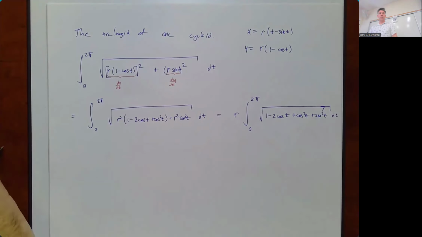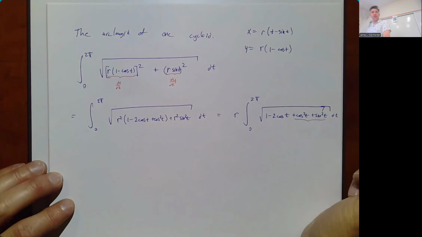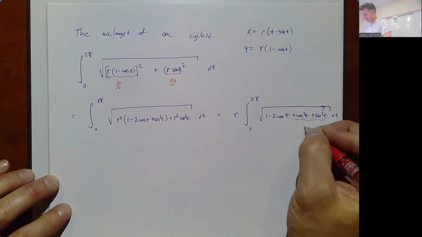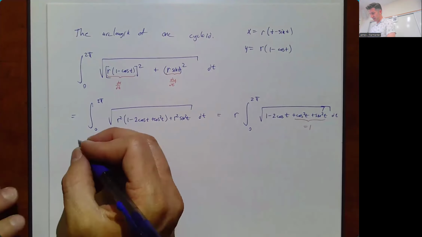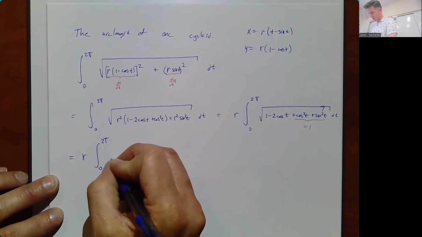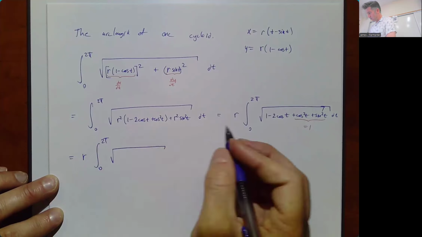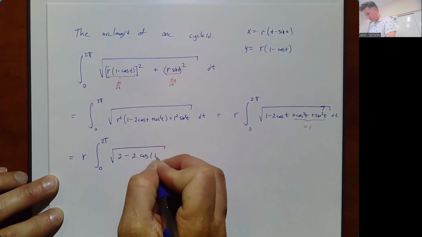And here's where we notice the trig identity. Cosine squared t plus sine squared t is equal to 1. So we're going to rewrite this as something that doesn't look very kind. The integral from 0 to 2 pi of the square root of 1 plus 1, which is 2. We have 2 minus 2 cosine of t.